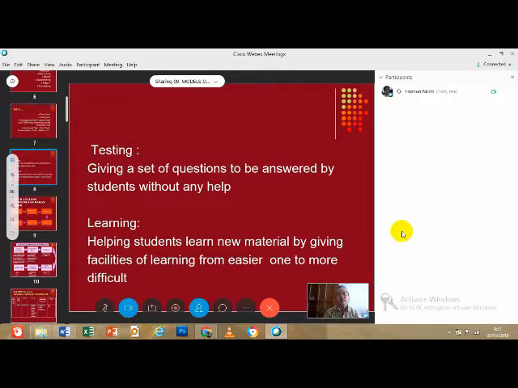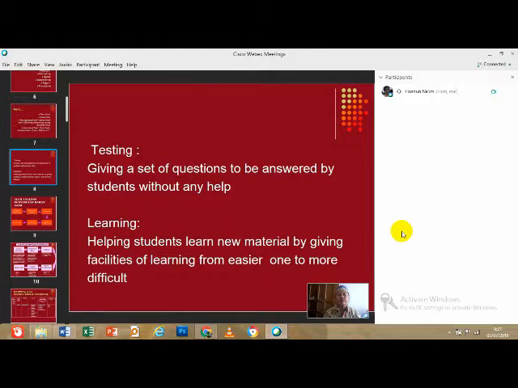And then testing, giving a set of questions to be answered by students without any help. And learning, helping students learn new material by providing facilities of learning from the easier one to the more difficult.